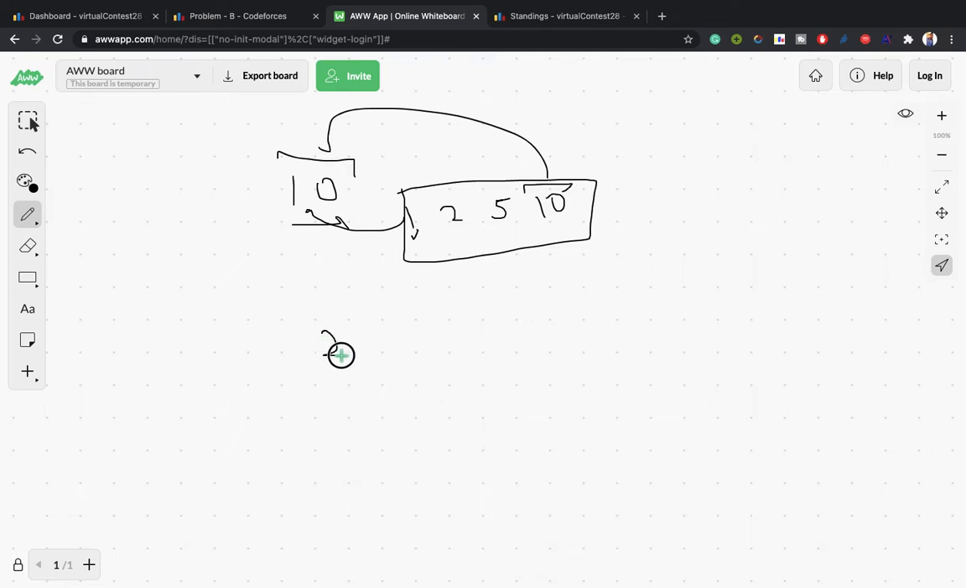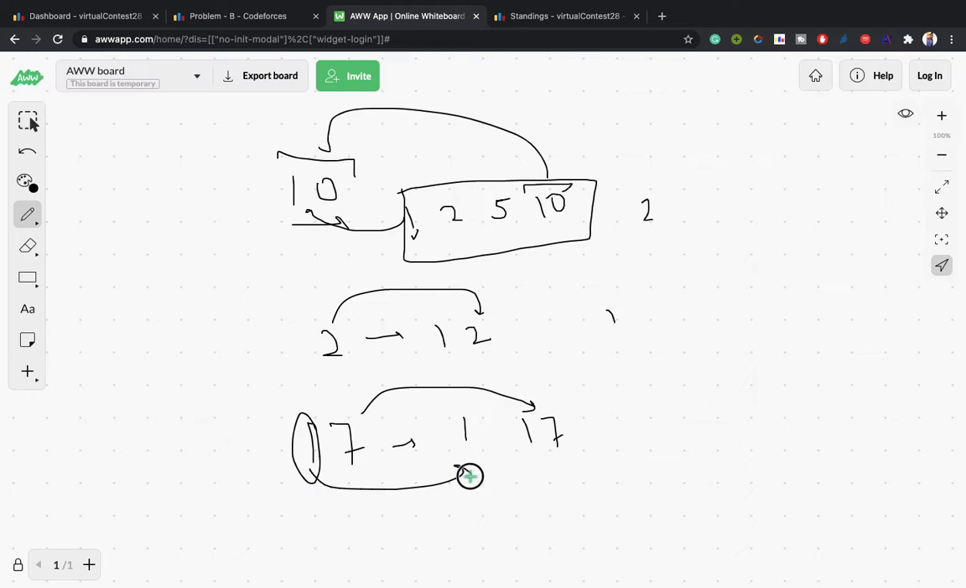Let's take the example of 2. The divisors are 1 and 2, so only 2 matches with 2, so the answer will be 1. Let's take another example, like 17. The divisors are 1 and 17, so 17 matches with 17 and 1 matches with the 1, so the answer will be 2.